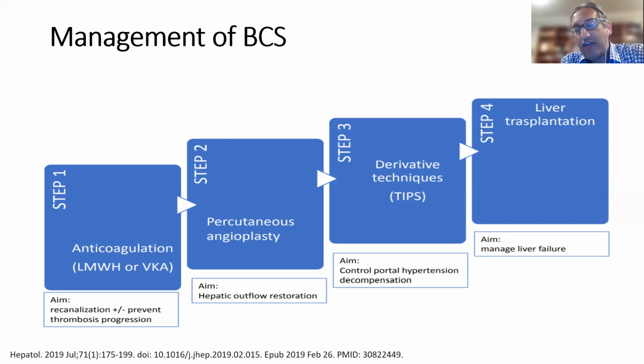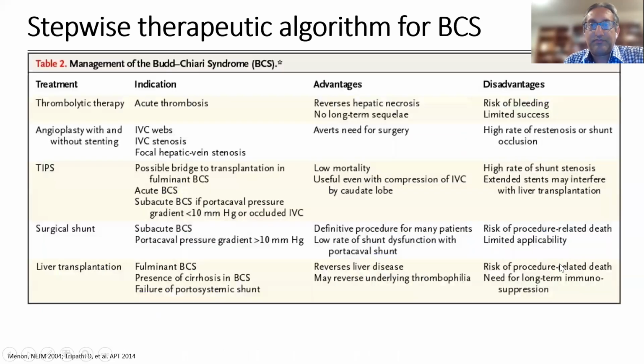If that doesn't work or you have progression, the second step is percutaneous angioplasty, which is opening the hepatic vein to maintain or restore the outflow. Then the next step is TIPS, which controls portal hypertension decompensation. And if all these fail, the next step is liver transplantation.